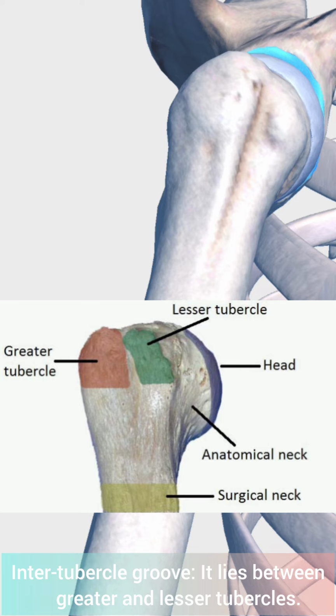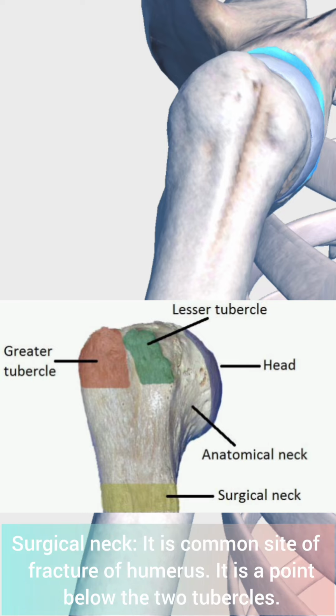The intertubercular groove lies between the greater and lesser tubercles. The surgical neck is the common site of fracture of the humerus; it is the point below the two tubercles.